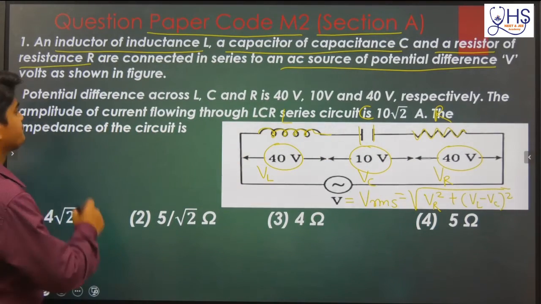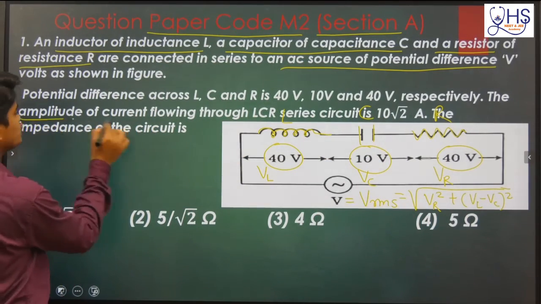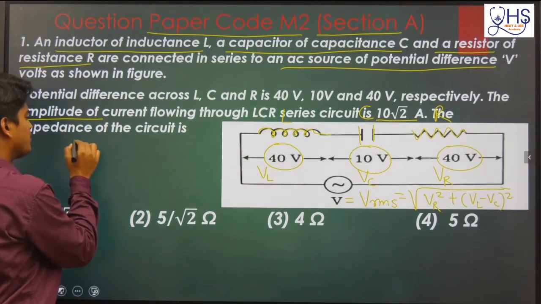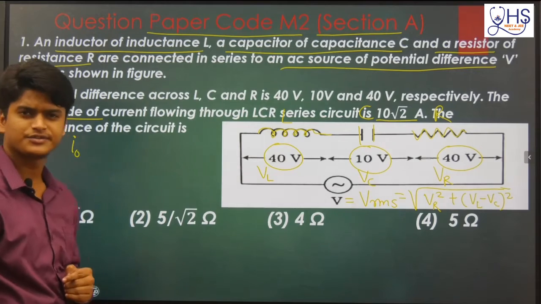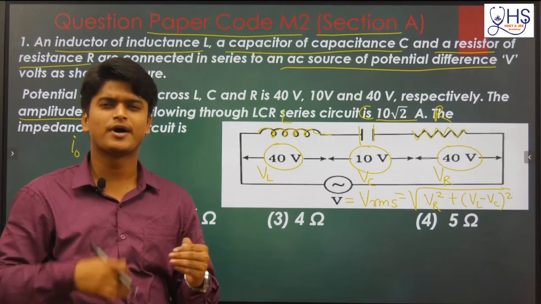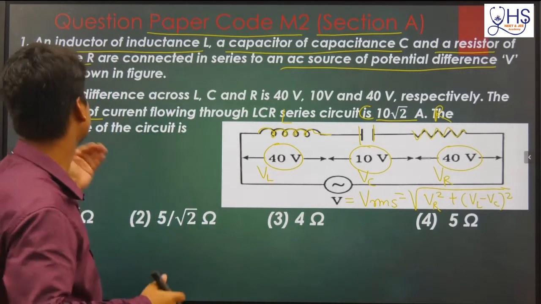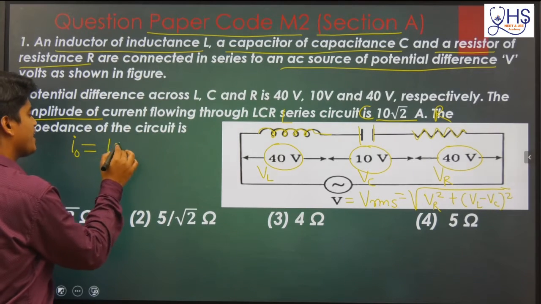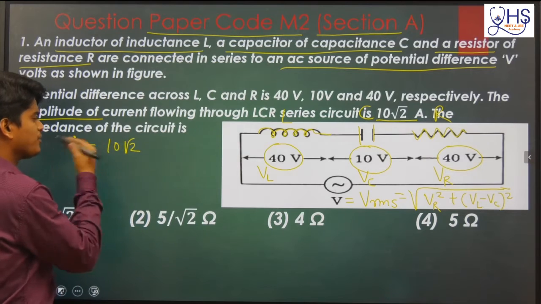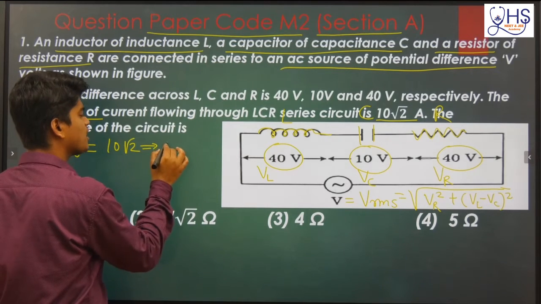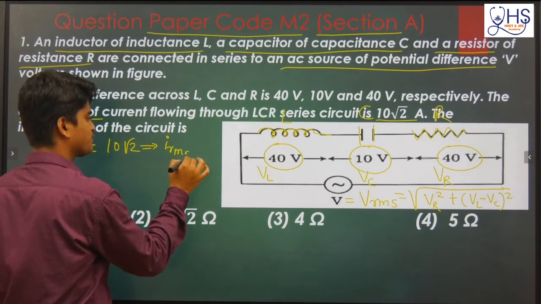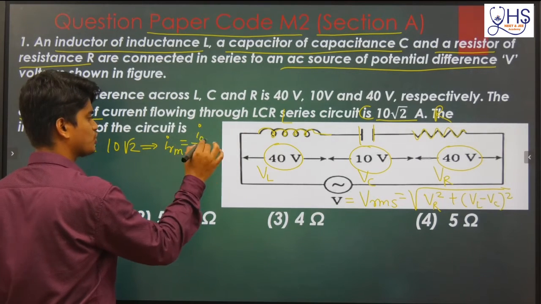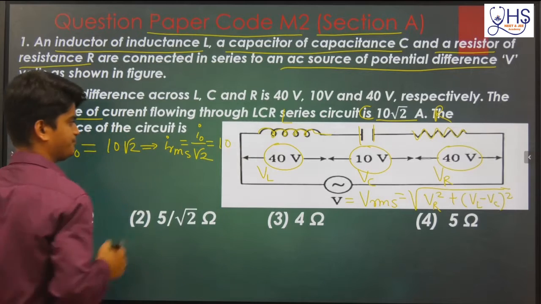Now come to the question. Here it is given the amplitude of current is 10 root 2 ampere. So the amplitude of current I will take as the symbol I naught. Normally the maximum magnitude of current is taken as amplitude, which is I naught, given as 10 root 2. And from here, if you want to find I RMS, it is I naught by root 2, which is nothing but 10.